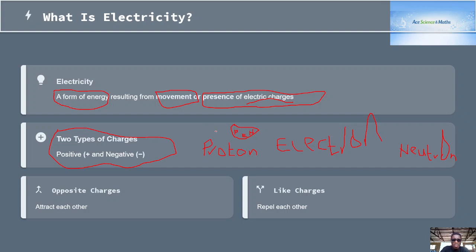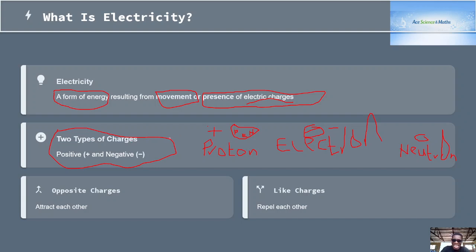And protons have a positive charge. Electrons have a negative charge. This is the charge of an electron, negative. And the neutrons are negligible, or neutrally charged. So these two charges, protons and electrons, are what we are coming to talk about. These are the two types of charges we are coming to talk about.